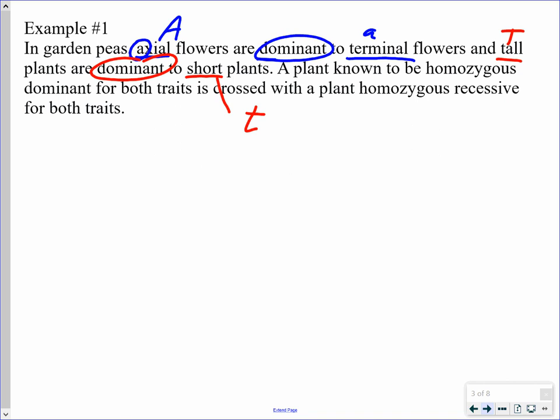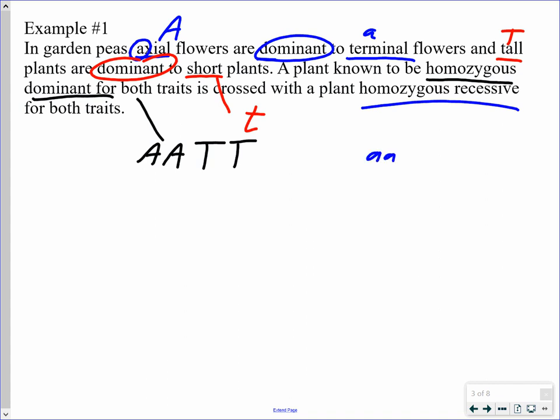So it says a plant known to be homozygous dominant for both traits. Two different traits, homozygous, the same letter, and dominant for both of them. So keep your A's together. So for the flower position, it would be homozygous axial, big A, big A. And for the height, homozygous dominant tall, big T, big T for that one as well. So that would be the genotype for the first parent that is homozygous dominant for both traits. The other parent, exactly the opposite, homozygous recessive for both traits as well. So now instead of big, big, it's little, little for the axial and also little, little for the height. So whereas the first one was axial tall, these plants are of course going to be terminal and short.